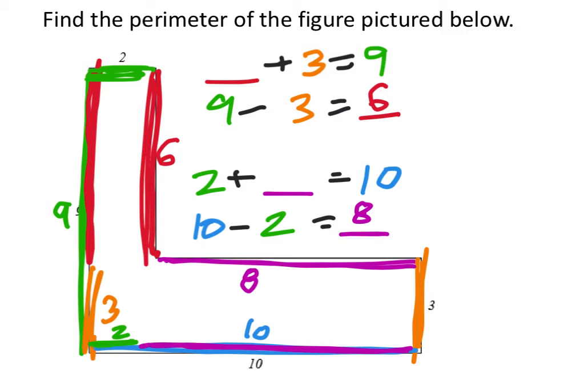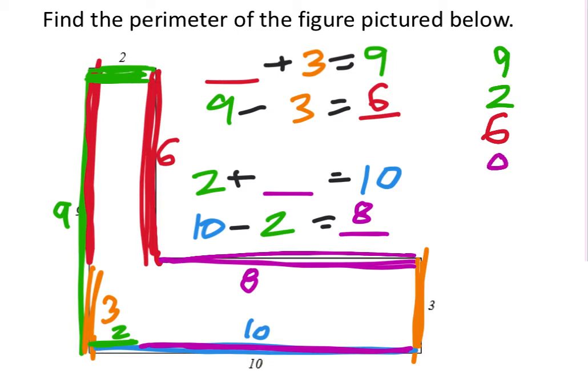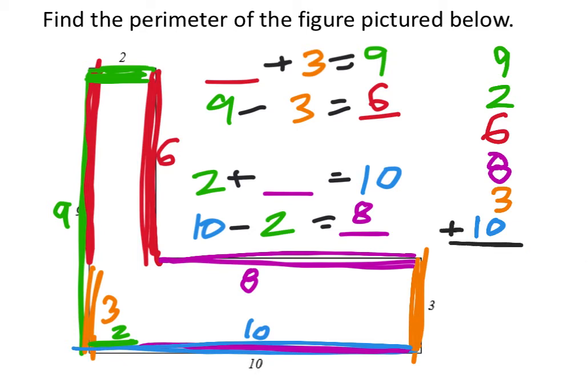And now I have all the side lengths that make up the perimeter, which then I can add to find the actual perimeter. So I'm going to start with the green, the 9 here, and then move clockwise around the shape until I've used up all the values. So I'd start with the 9, then I'd move to the 2, and then the 6 in red, and then the 8 in purple, and then the 3 in orange here, and then finally the 10 in blue. And we're just adding all these together in order to find the perimeter.